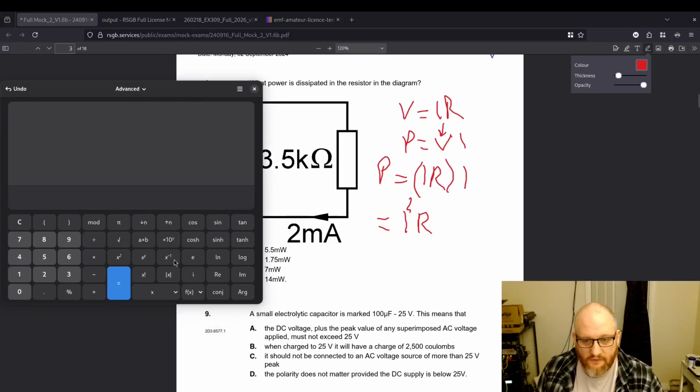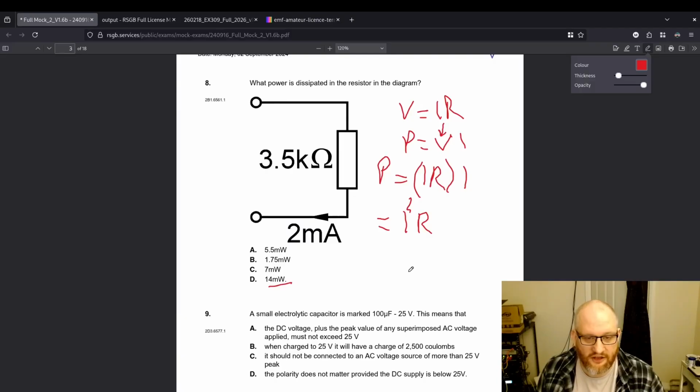So we had our I is 2 divided by 1,000, and we can multiply that by itself again with this square button, so square that. And then we multiply it again by our resistance value. We've got I squared, we multiply it now by the 3,500. That gives us our 0.014, which again is in watts, so this comes out as 14 milliwatts. We've arrived at the same answer using a slightly quicker method.